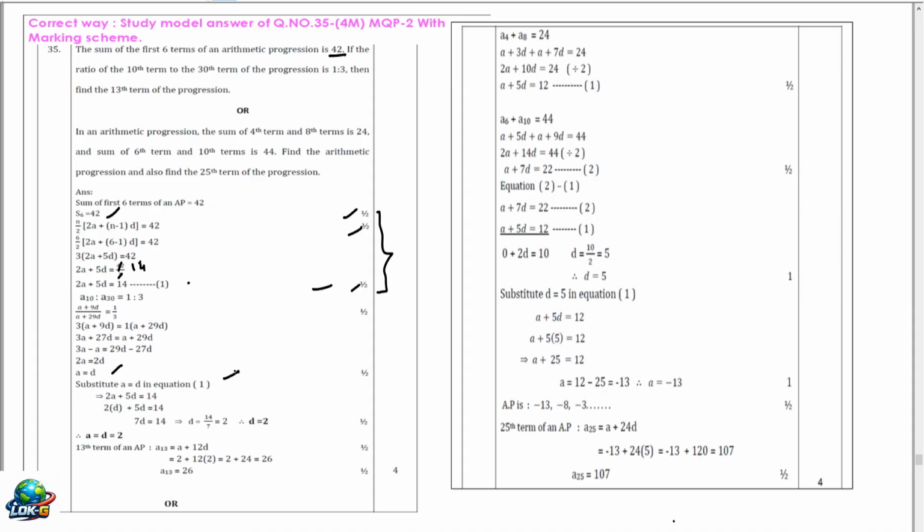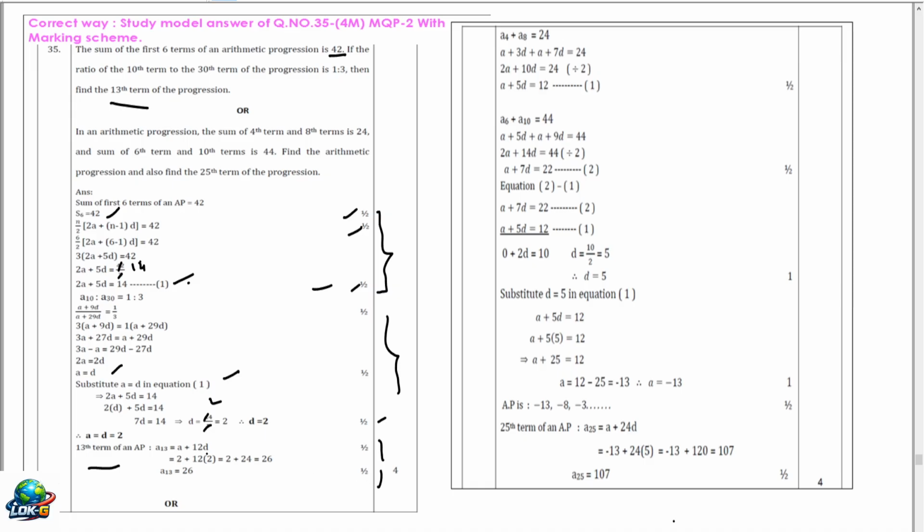Substitute A is equal to D in equation 1. 2A, you put D here: 2D plus 5D is 14. So 7D is equal to 14, D is equal to 14 by 7, you will get D is equal to 2. Next, you are asked to find the 13th term of the progression. For this you will get half marks. Observe carefully the scheme of evaluation. For the 13th term you will get 1 mark, remaining 1 mark here.